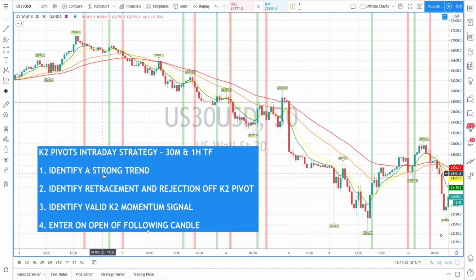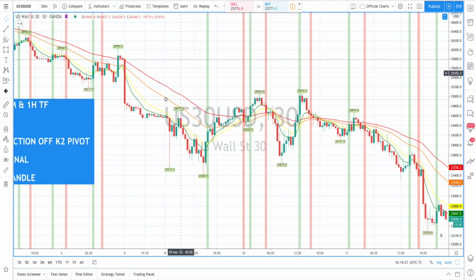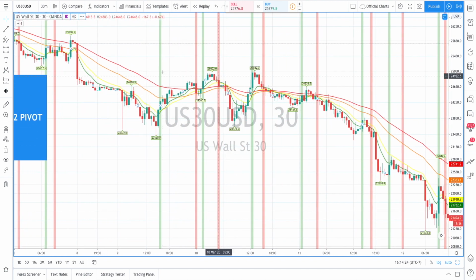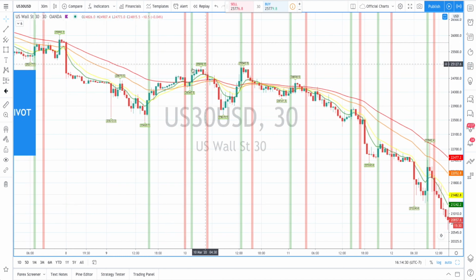So first, you want to identify a strong trend. In order to do that, you're going to look at the K2 pivots, and you're going to make sure that the pivots are angling in the same direction and that they're all pretty spaced out. So as you can see right here, we have level 1, level 2, level 3, and level 4. And as you can see, price is coming down pretty nicely for a downtrend. You can see over here, the pivots are kind of jumbled up together and they're crossing over. So in this situation, you see that price isn't really trending in any direction.